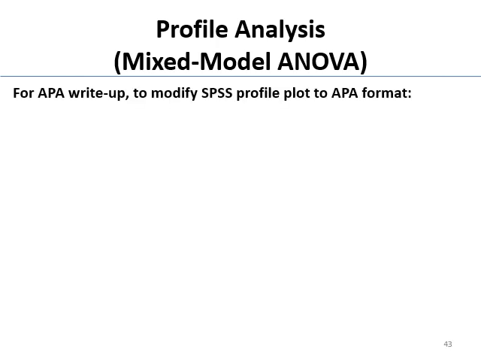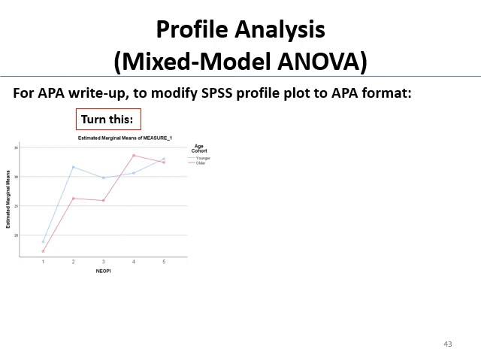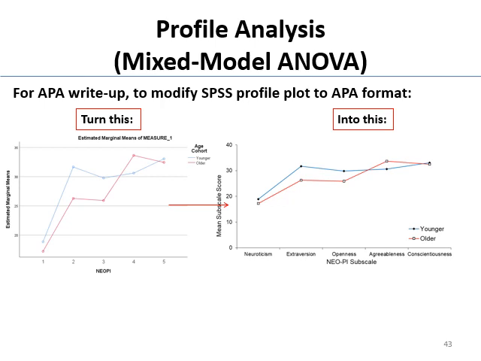All right, so for the APA write-up, you need to modify your SPSS profile plot and make it APA format. This is probably not a surprise to you. So you've got to take what you get out of SPSS and turn it into this, which actually does look better. So what do you have to do? Well, there's a lot, actually.